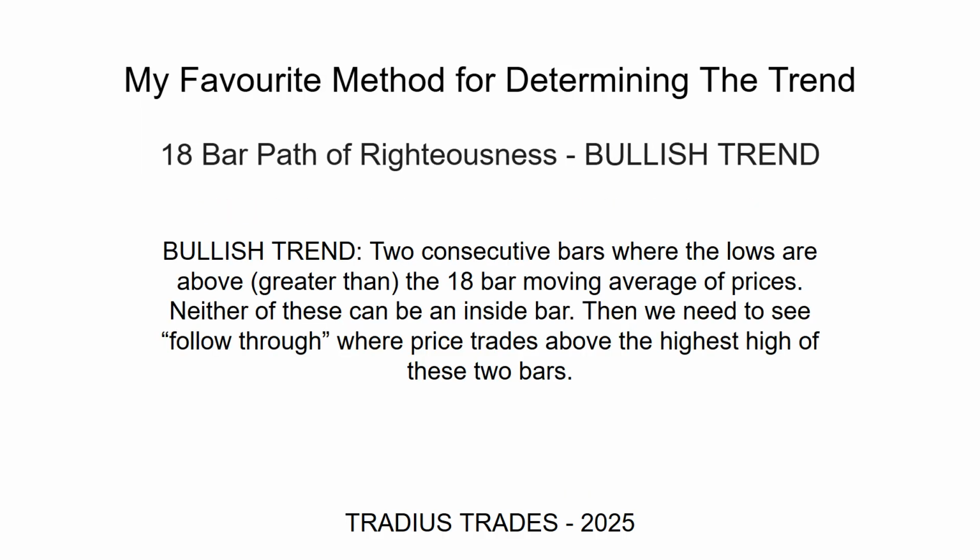So let's go over the rules. For a bullish trend, here is what we're going to review first. For a bullish trend, you need 2 consecutive bars where the lows are above the 18-bar moving average of prices. Neither of these can be an inside bar. That's a very important thing to think about. Also not written here, but once price trades back into the moving average, you have to restart your count. But after you get these 2 consecutive bars above the moving average, then you need to see follow through, which is where price trades above the highest high of the 2 bars. Okay, so let's take a look at some examples.